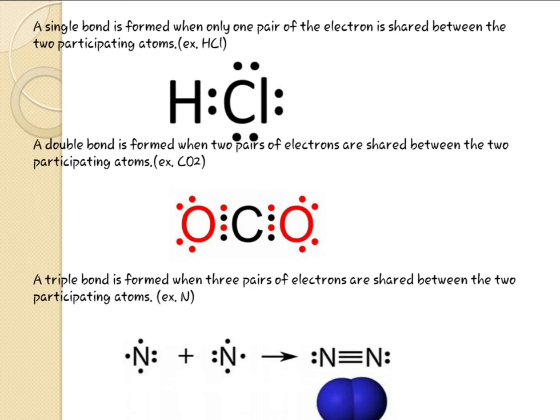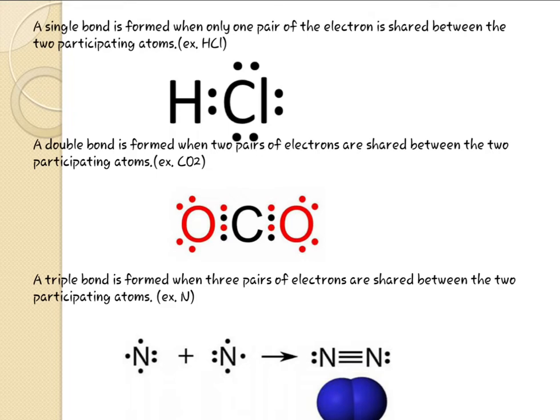A single bond is formed when one pair of electrons is shared between the two participating atoms. Example, hydrochloric acid. The covalent double bond is formed when two pairs of electrons are shared between two participating atoms. Example, carbon dioxide. The carbon and oxygen are sharing two pairs of electrons, so it is called a double bond. When hydrogen and chlorine in HCl share only one pair of electrons, it is called a single bond.